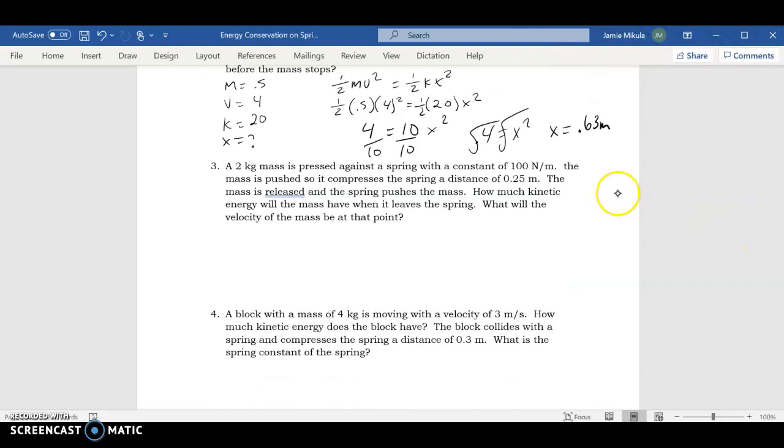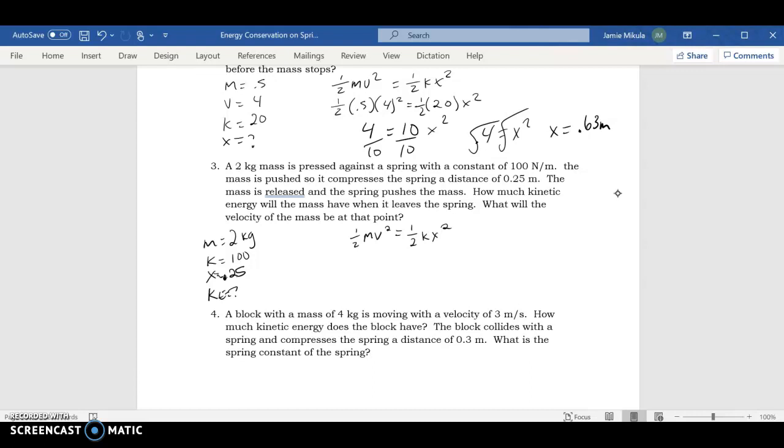Number 3, a 2 kilogram mass is pressed against a spring with a constant of k equals 100. The mass is pushed so it's compressed a distance of 0.25 meters. The mass is released and the spring pushes the mass. How much kinetic energy will the mass have when it leaves the spring, and what will the velocity of the mass be at that point? Okay, so I'm going to say that 1/2 mv squared is equal to 1/2 kx squared.